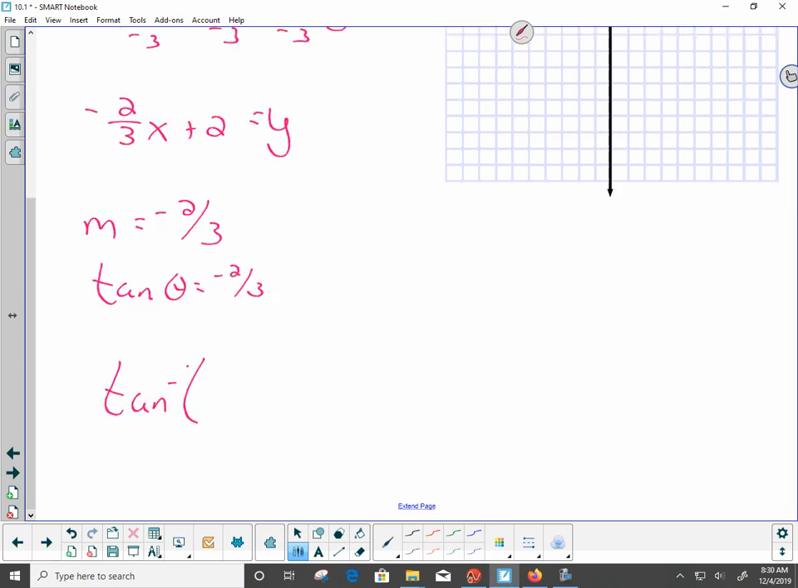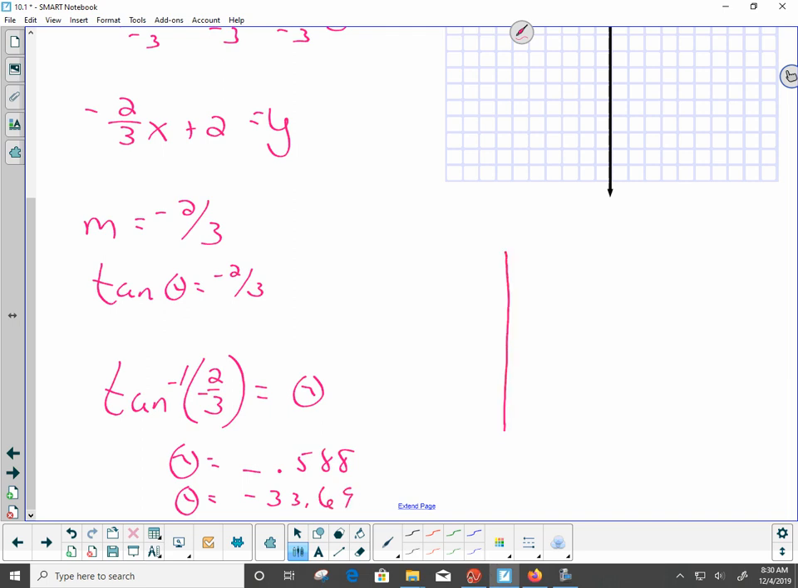Now we talked about this before. This is going to give me an answer from what quadrant since it's negative? Fourth. That's going to be a slight problem, because my definition of an inclination of a line is it has to be a positive angle. It's going to give me a negative angle. Someone give me the angle first, both in radians and degrees. -0.588 and then in degrees, -33.69.